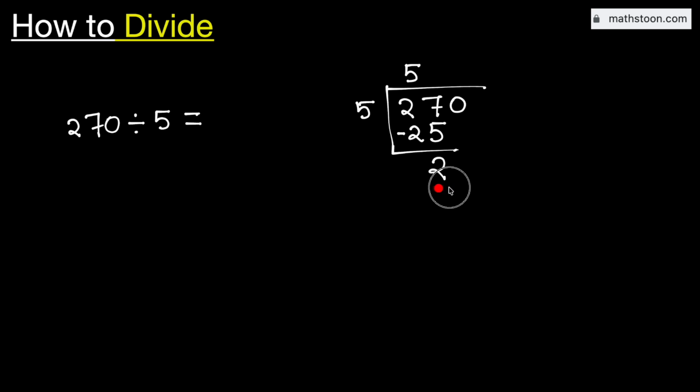Now see that this 2 is less than 5. That is why we need to bring down this number 0 here. Now we know that 5 times 4 is 20. Subtract, we get a 0. As we get the number 0 and there is no number to bring down here, so we will stop. Therefore, the value of 270 divided by 5 is equal to 54. And this is our final answer.